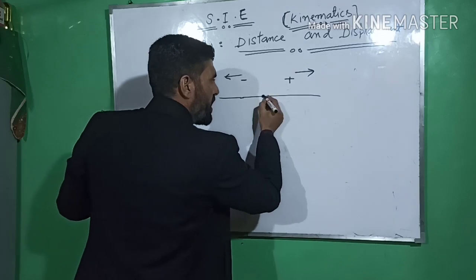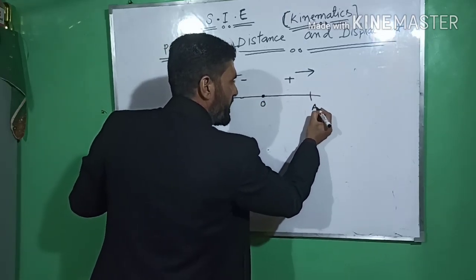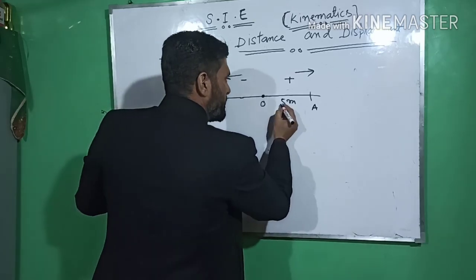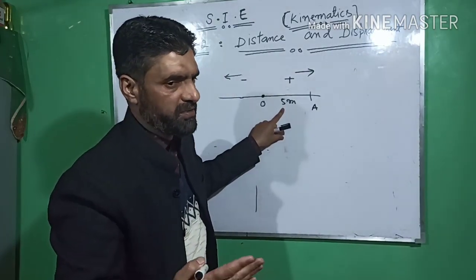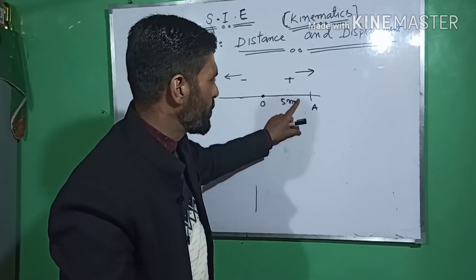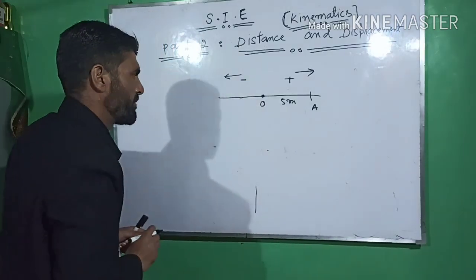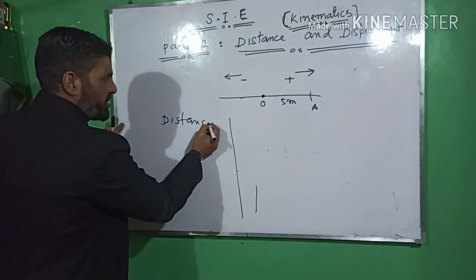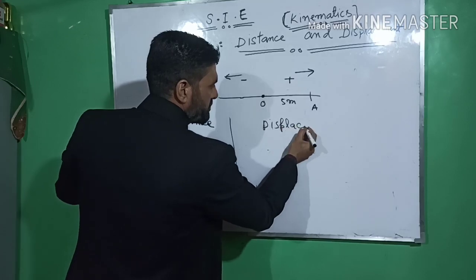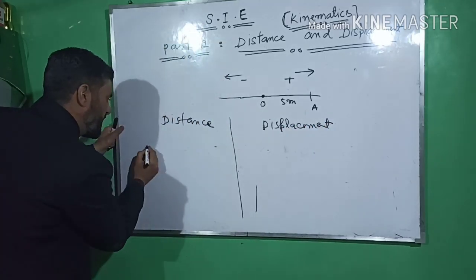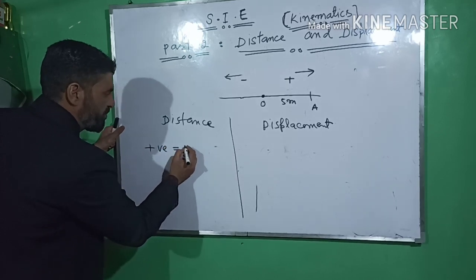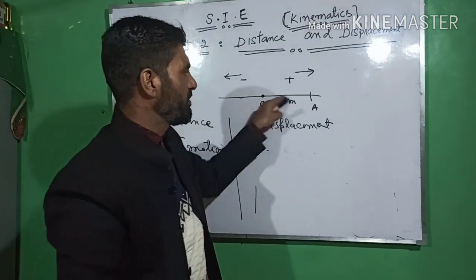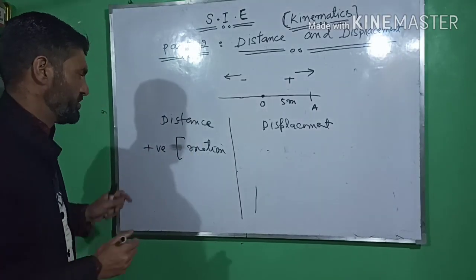Suppose a body starts from point O, and after a certain interval of time it reaches point A, covering a distance of 5 meters. This 5 is length, and length is always positive because distance is a scalar quantity. So this particle is in motion, and when it is in motion it covers a distance of 5, which is positive. For a moving particle, distance is positive.